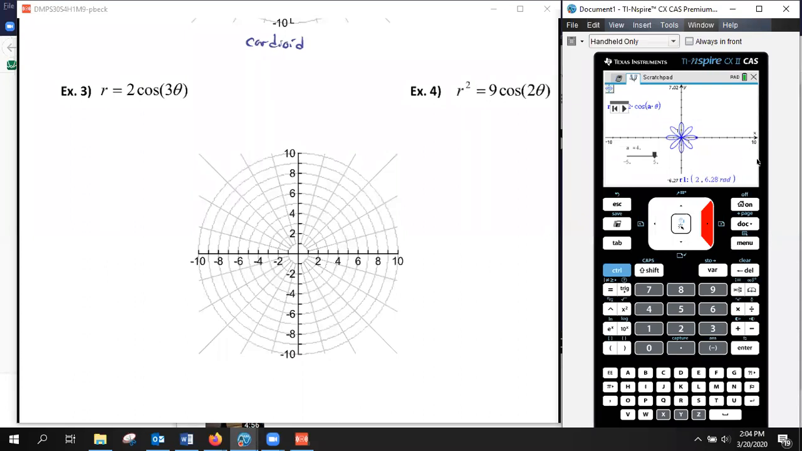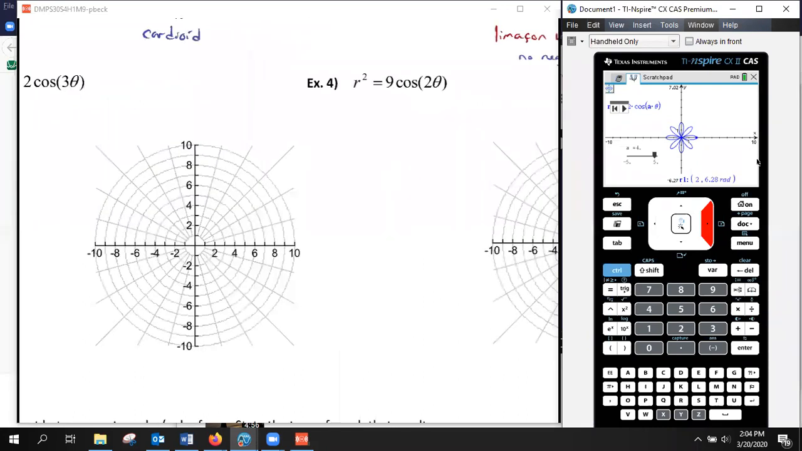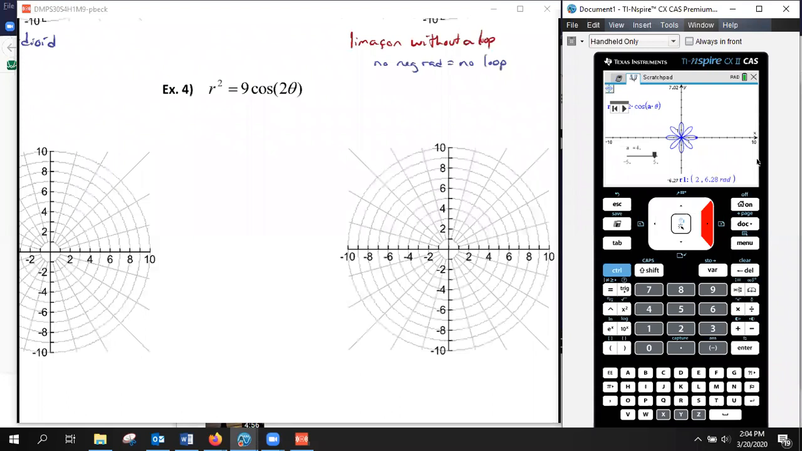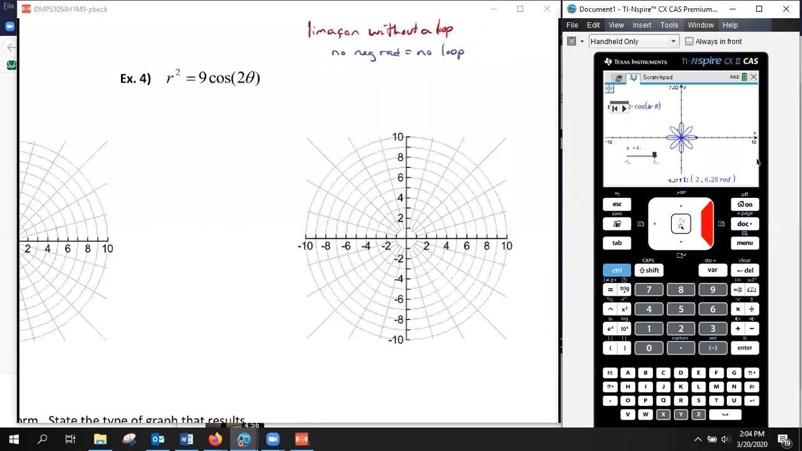And so going all the way to 2 pi, we get all 8 petals. Now, in order to do this one, r squared equals 9 cosine of 2 theta, we can't really do this without actually doing some algebraic work. For the algebraic work, if we take the square root, we get positive or negative 3 square root of cosine of 2 theta. I'm not going to go in any more depth than that.